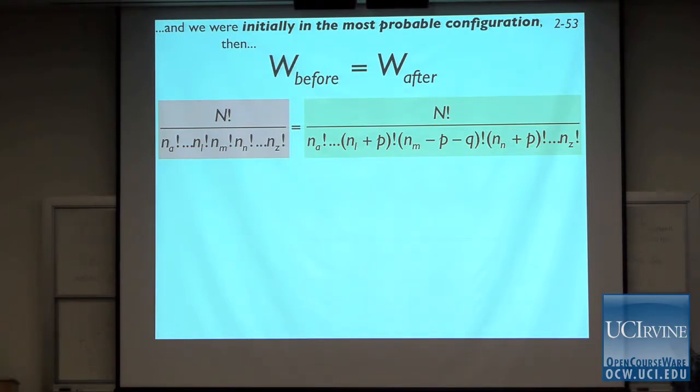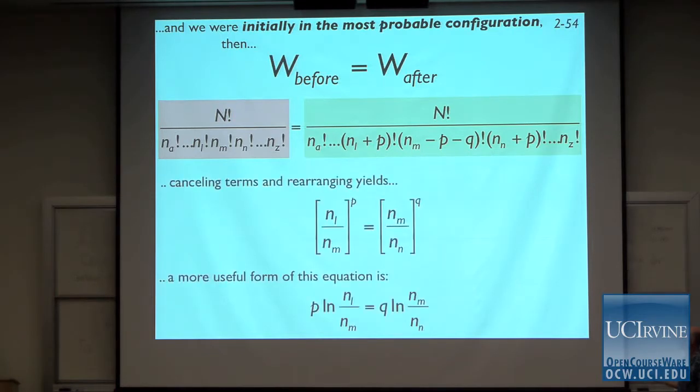If you work out the math, we're going to skip some steps, canceling or rearranging terms. You don't have to do this on quiz 1. Take my word for it. Lots of cancellations occur here, and when you're done, this equality holds. But a more useful version of this is if you just take the natural logarithm of both sides, you get this: P times log of NL over NM equals Q times log of NM over NN. Doesn't look super useful.